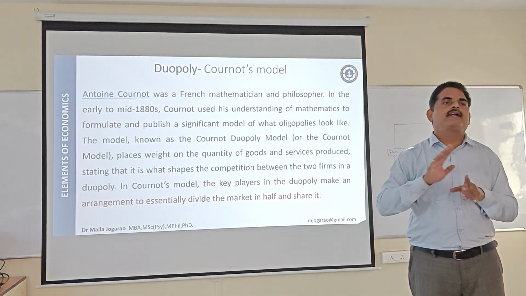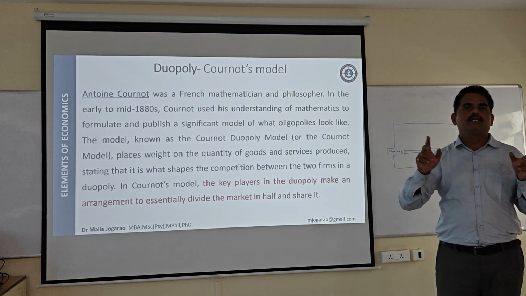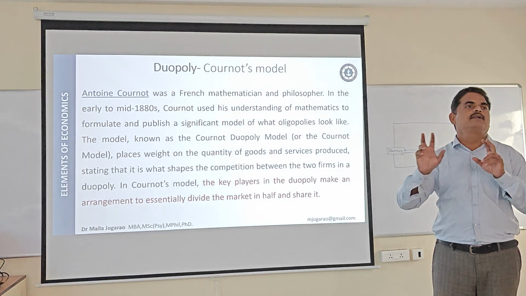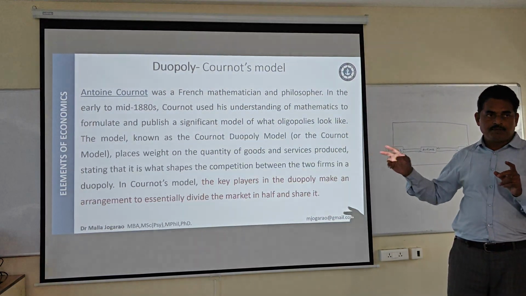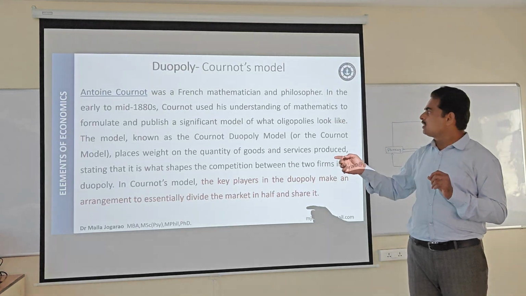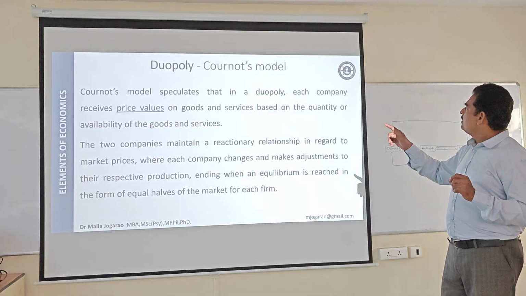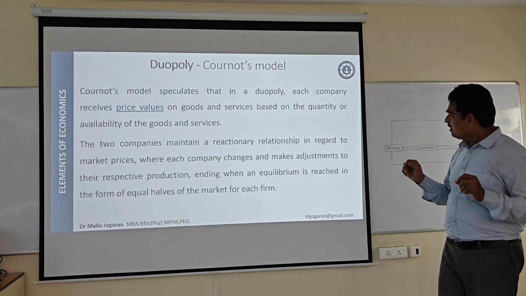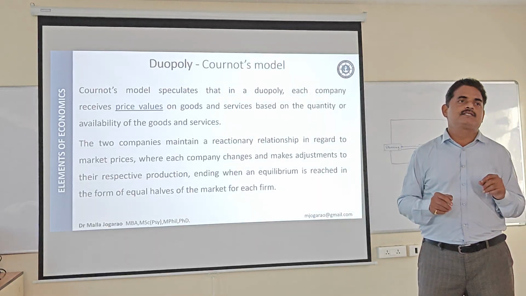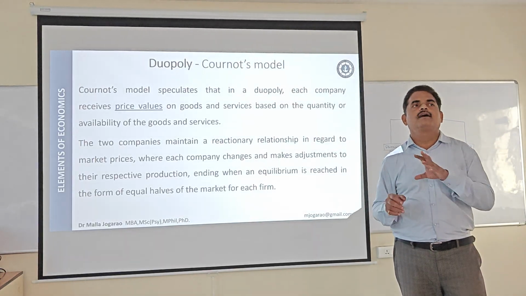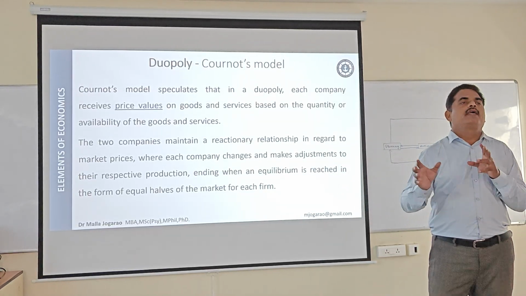So one market is divided into halves and allocated to the two parties. Only two sellers are there, and they divide their market equally, or maybe share it based on their nature. And the next point in this model: the two companies maintain a reactionary relationship in these markets. If one changes any kind of price, quality or quantity of the products, automatically the second also reacts equally.